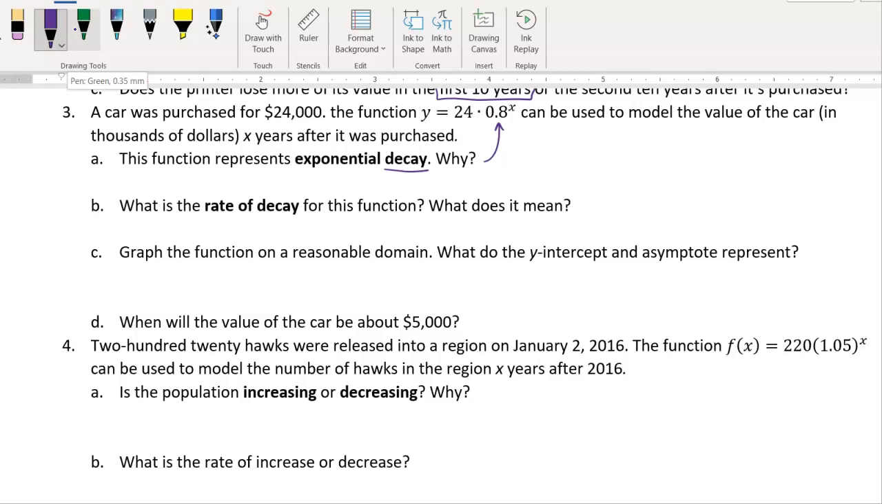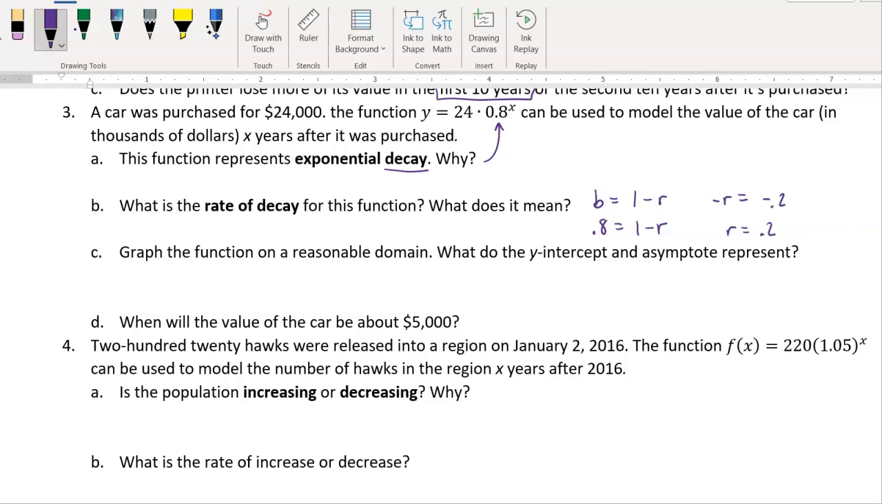All right, now it says, what is the rate of decay for this function? In other words, we want to figure out what the percent rate would be. So let's think about that for a second. Remember, we know that b equals, when it's decay, 1 minus r. We know our b value right now is 0.8. Well, if I want to figure out what r is, there's a couple ways I could do this. I could subtract 1 from both sides, and if I do that, I would get negative 0.2. Well, I could multiply or divide both sides by negative 1, and so we get our r value of 0.2.